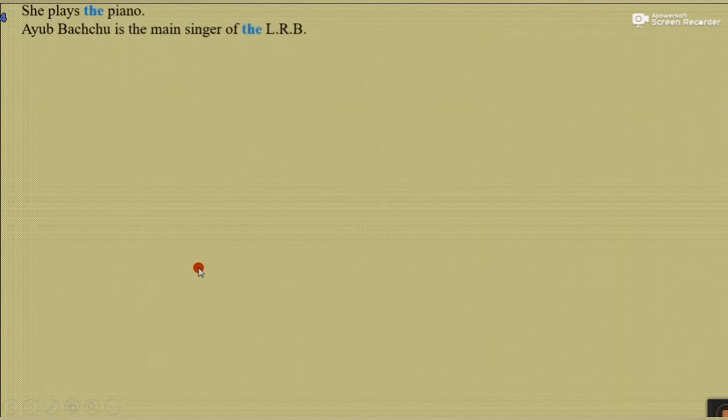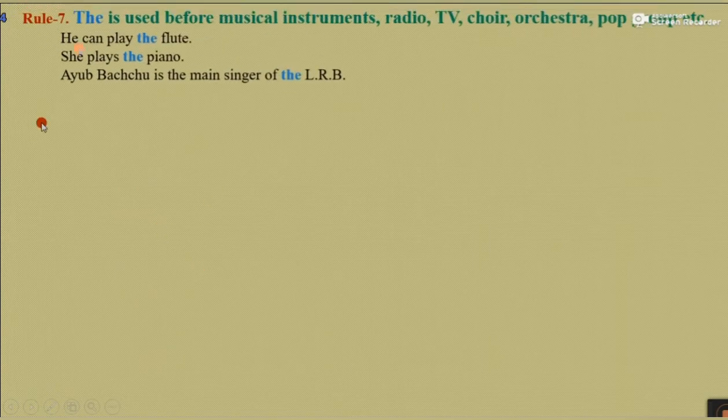Rule number 7. The is used before musical instruments, radio, TV, choir, orchestra, pop group, etc. For example, he can play the flute. She plays the piano. Ayub Bachchu is the main singer of the LRB. Here, the is used before flute and piano, musical instruments, and before the pop group.